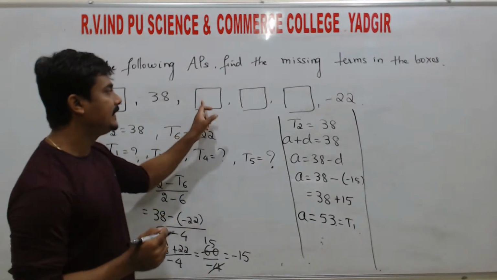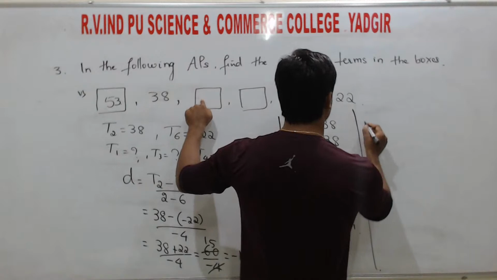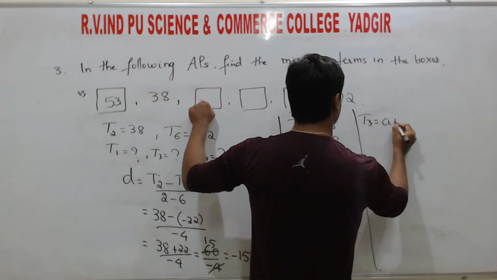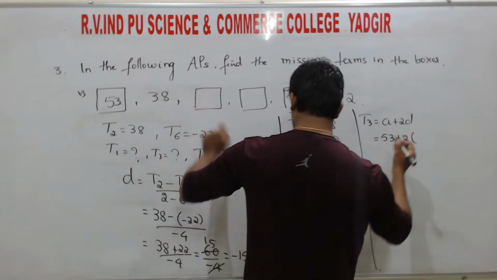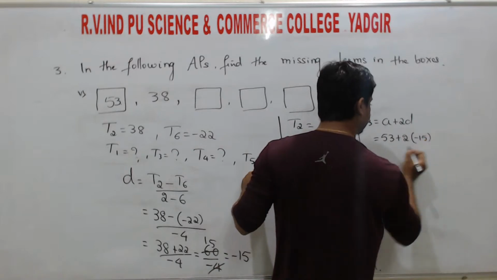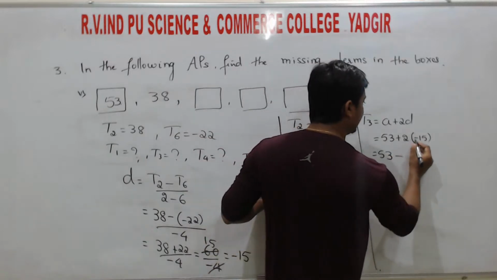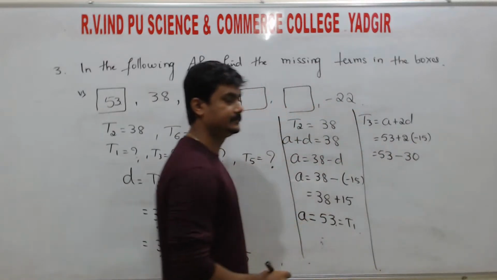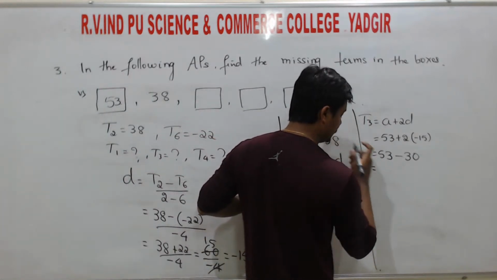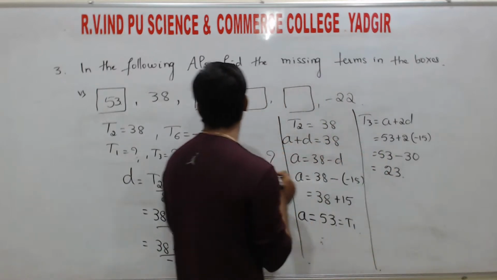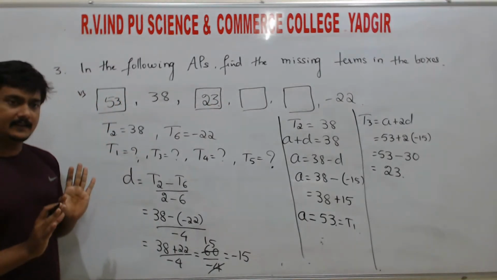Similarly, I need to compute T3, T4, T5, which can be done very easily with the nth term formula. Yes, what is the T3 formula? a plus 2d. So we know a value as 53 plus 2 into d value, which is minus 15. 53 plus into minus, minus 15, 2s are 30. So what is 53 minus 30? This is 23. So here the missing term is 23. T3 is ready with us.